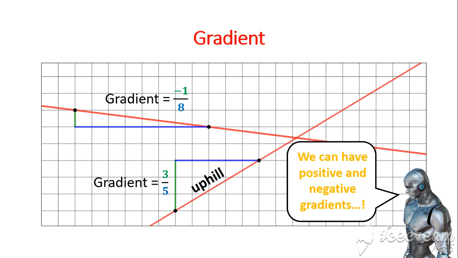A positive gradient is often nicknamed uphill, because if we drive to the right-hand side, we're driving up the hill. A negative gradient is often nicknamed downhill, because as we drive to the right, we're driving down the hill.